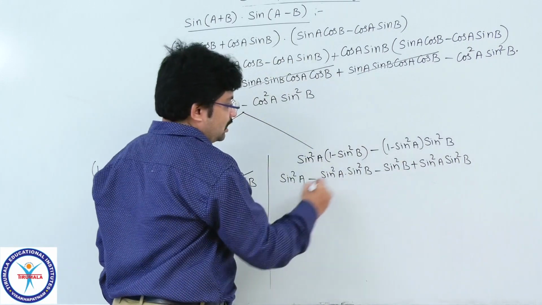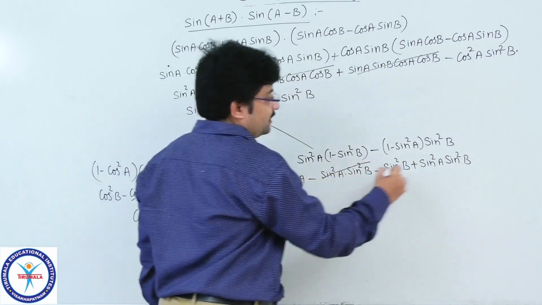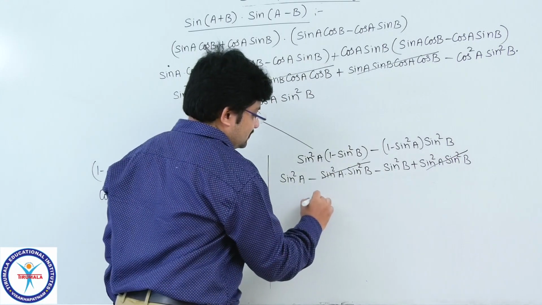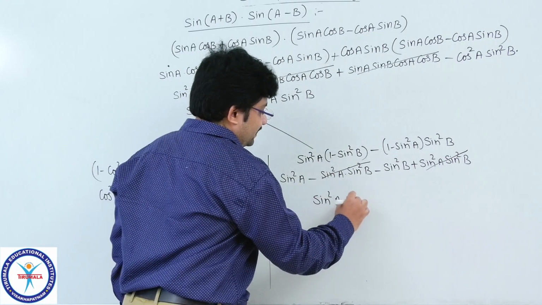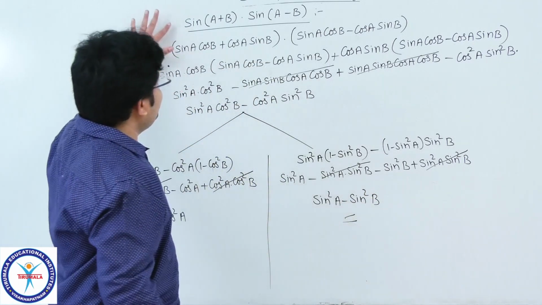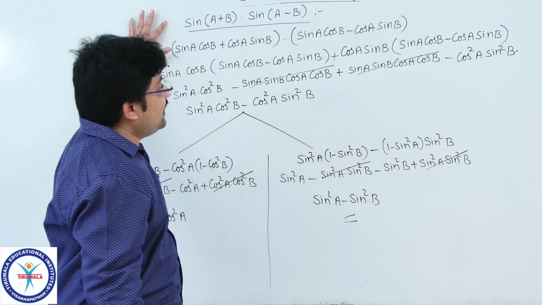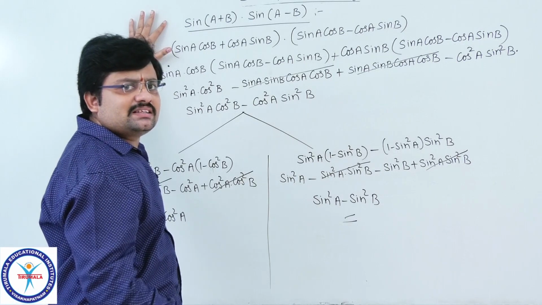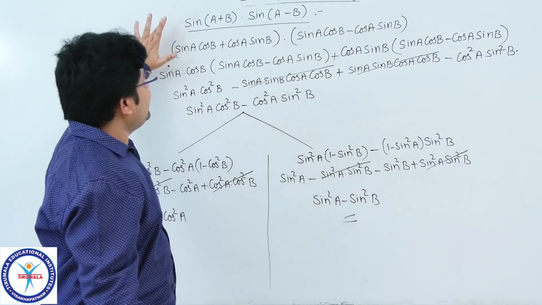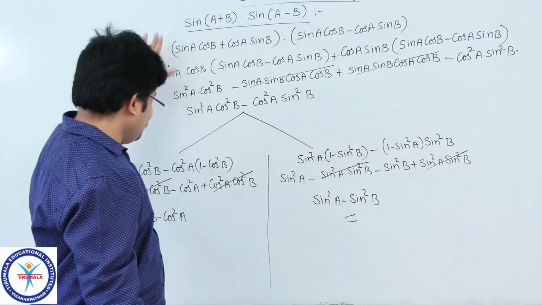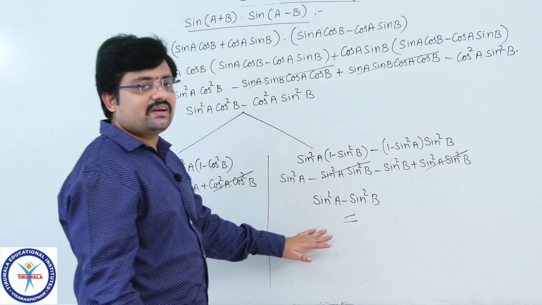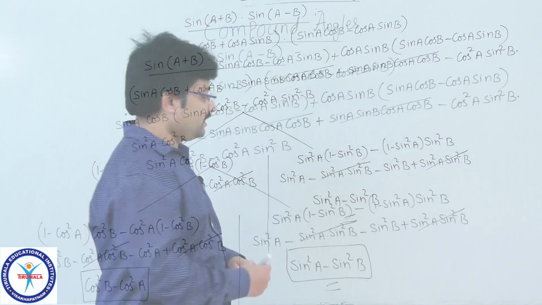Observe here, plus sin square A sin square B minus sin square A sin square B get cancelled, that is sin square A minus sin square B. So sin(A+B) into sin(A-B) can be written in two ways, either completely in sin or completely in cos. So sin(A+B) sin(A-B) is equal to cos square B minus cos square A or sin square A minus sin square B. Okay.